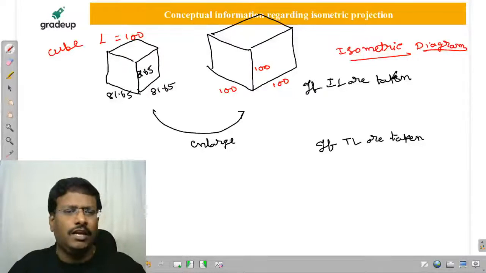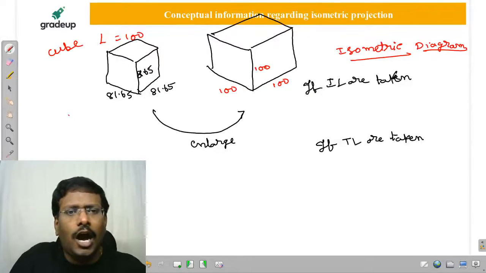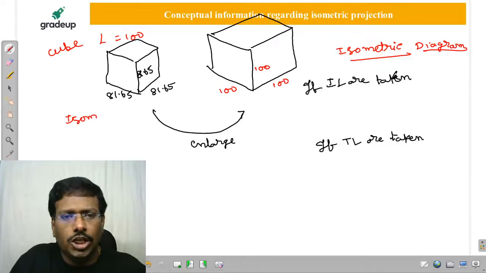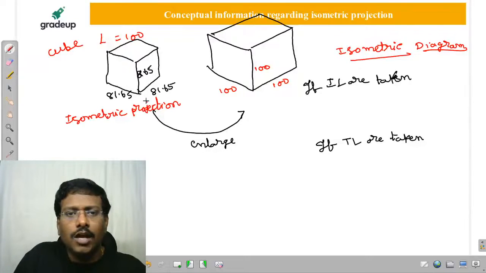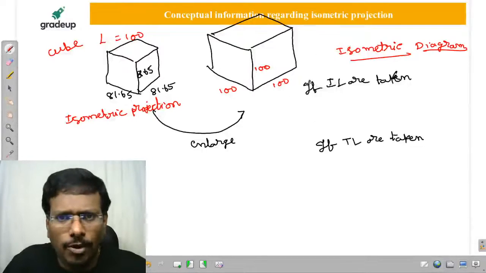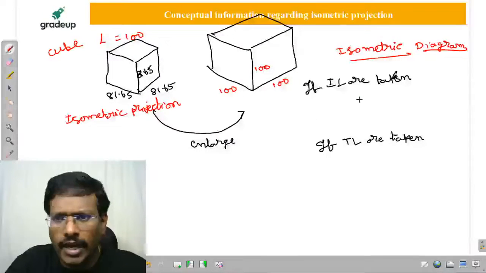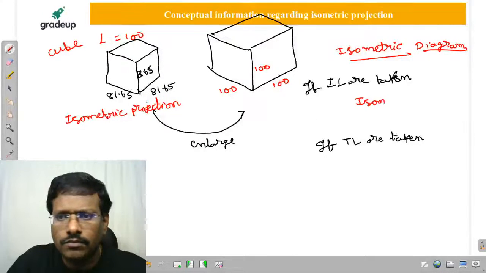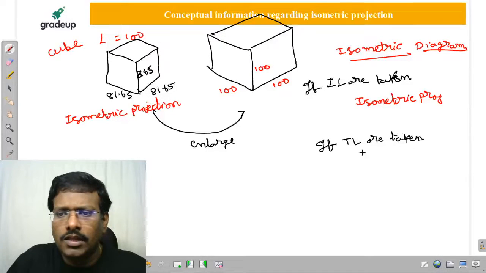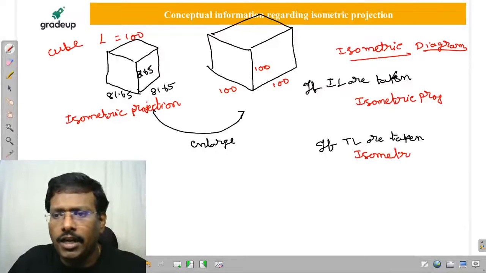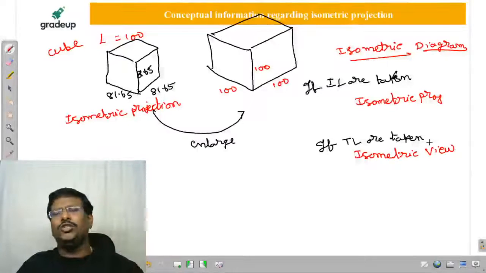Very simple, my dear friends. This is called isometric projection. Remember, it is isometric projection, whereas if you take the true length, this is called isometric view. Isometric view. Now it is clear to all of you, my dear friends, in your first year engineering.